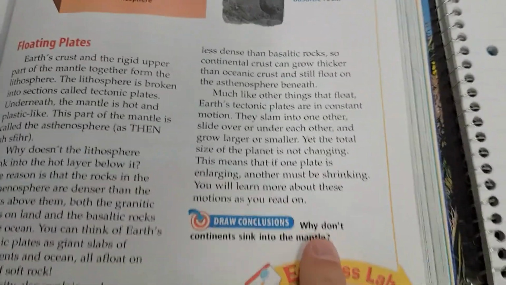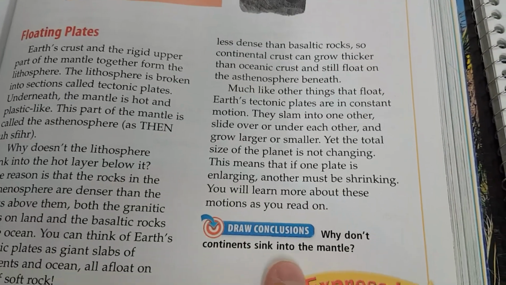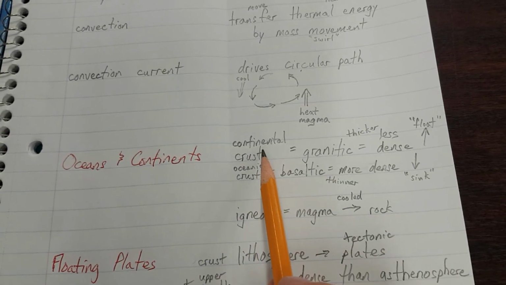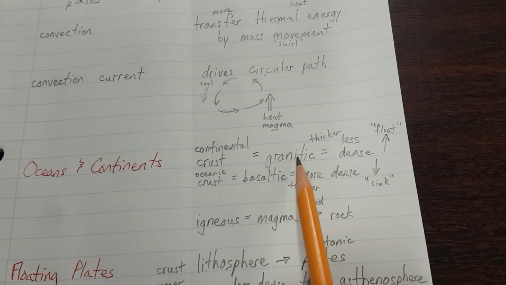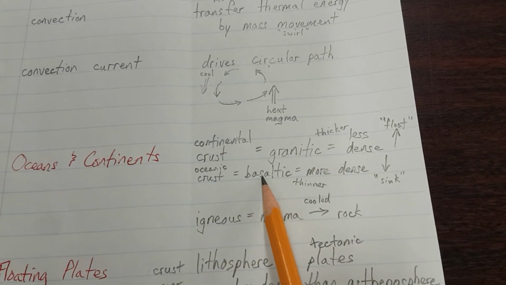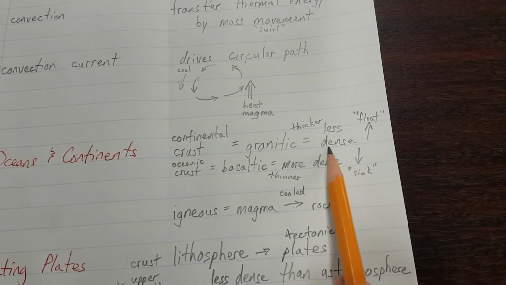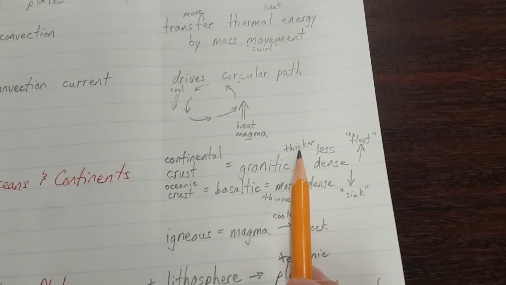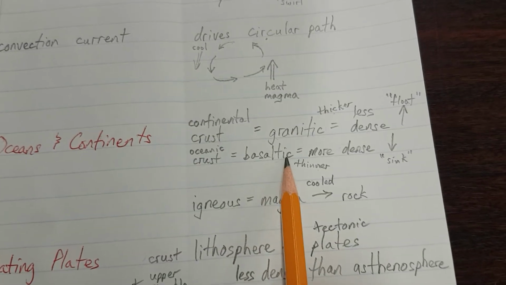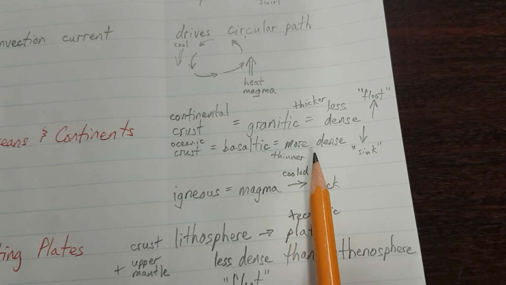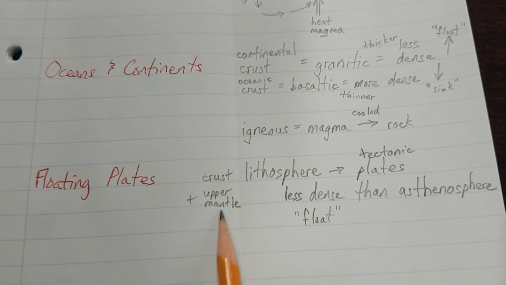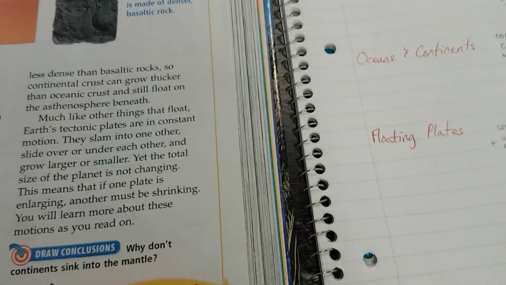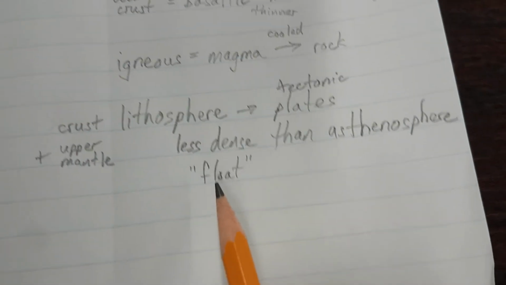All right, the last thing to look at is our draw conclusions. Why don't continents sink into the mantle? Okay, remember, continents do not sink into the mantle because the granitic rock is thicker than the ocean crust, allowing it to be less dense. Actually, let's say that the other way around. The granitic rock is less dense, allowing it to be thicker. The basaltic rock is more dense, allowing it to be thinner, right? They do not go into the upper mantle because both are less dense than the asthenosphere. So, why don't continents sink into the mantle?